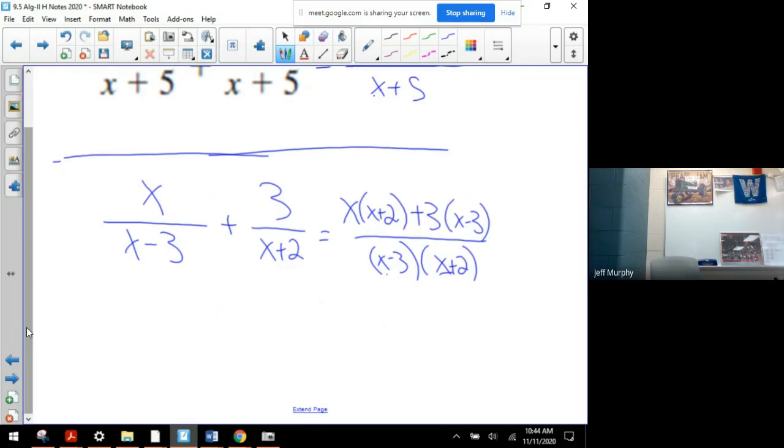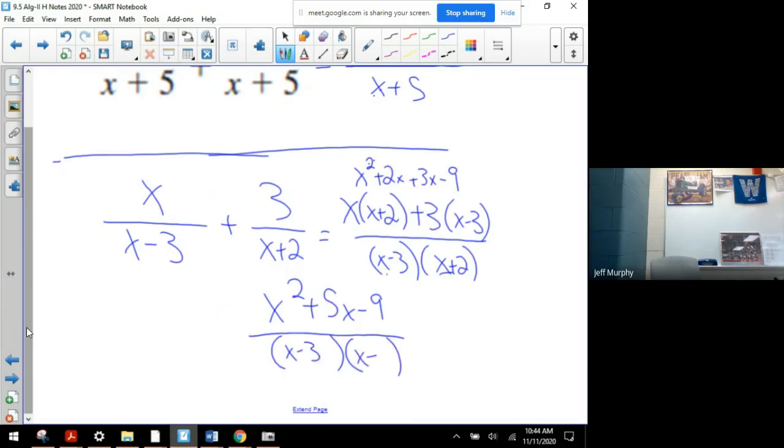I never want you guys to ever multiply out your denominators, okay? Don't worry about that. I'm only going to ask you to always multiply out and combine like terms of the numerator. So if I do that, I wind up with x squared plus 2x plus 3x minus 9. So my final answer would be x squared plus 5x minus 9 over x minus 3, x plus 2.